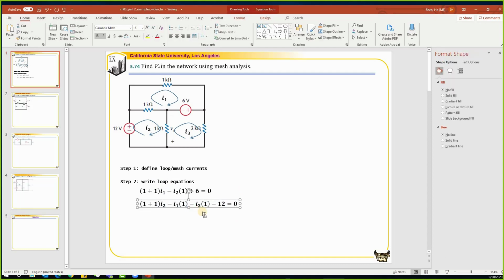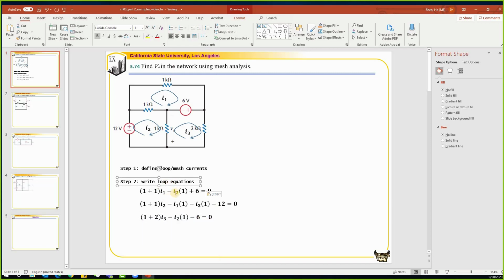For the third mesh, the coefficient for I3, which is 1 plus 2, times I3, minus the shared resistance between 2 and 3, that is 1K, minus I2 times this 1K, right? And there is a voltage drop of negative 6 by following the direction of I3. So minus 6, that is equal to 0. So this is how we write the three equations.